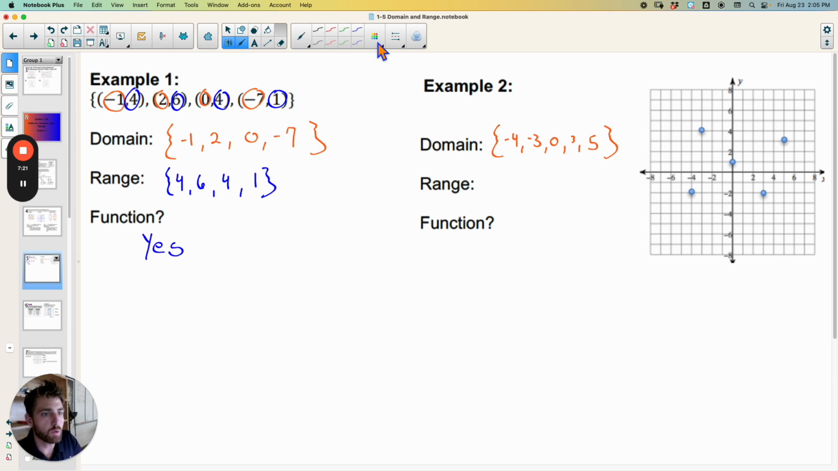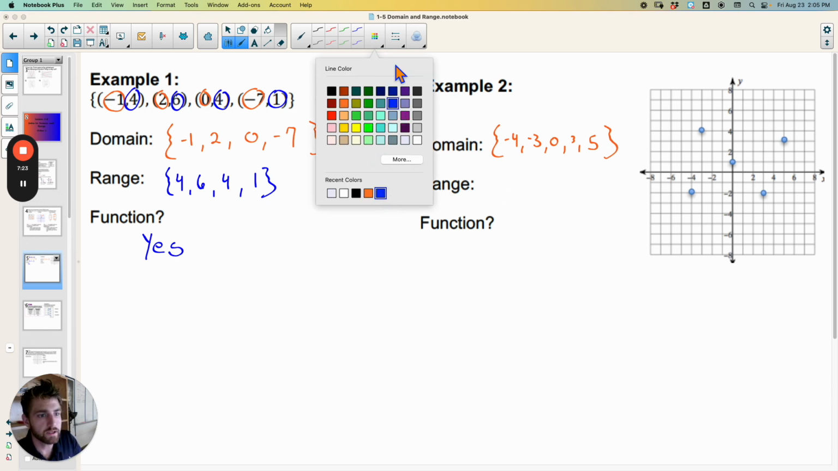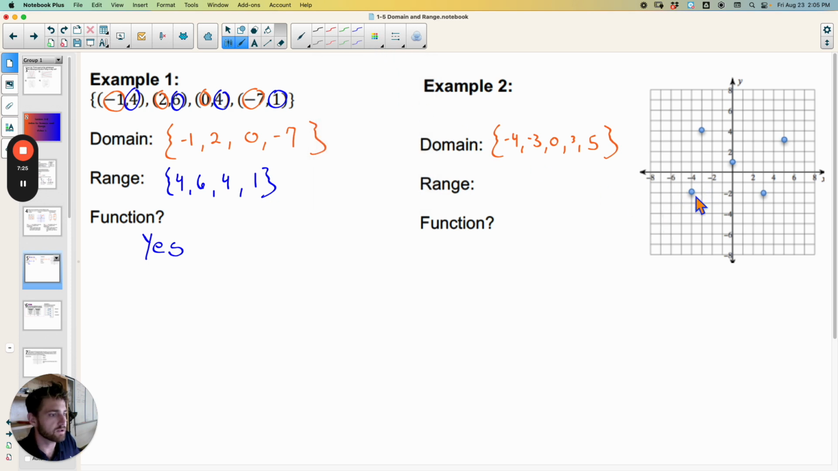And now let's do the y values. Let me go to blue again. So we're going to look at this point and see where it corresponds on the y-axis. So here at -2, and then here at 4, at 1, at -2, and lastly at 3.